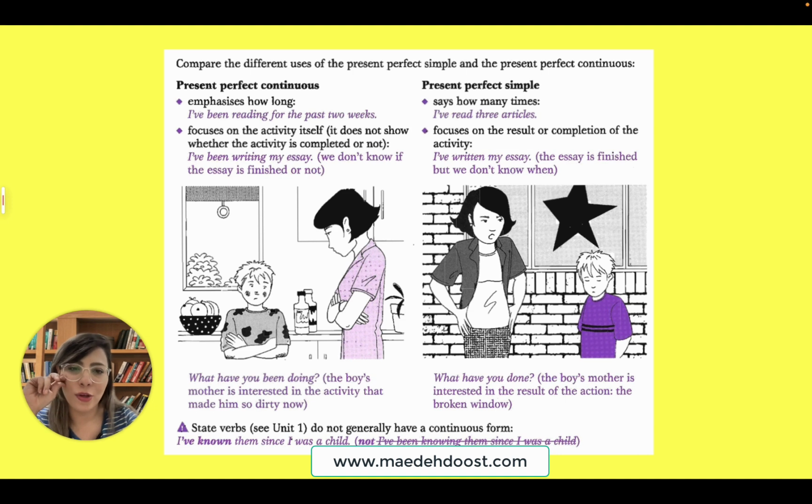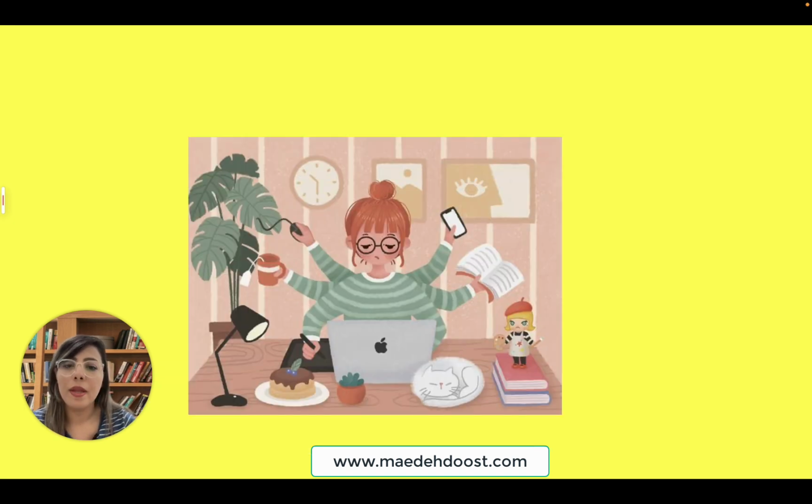That can be equivalent to this. So be careful. We don't use state verbs. The verbs that we cannot add ing to them, like believe, think, agree. We cannot add ing to them in the present perfect continuous.